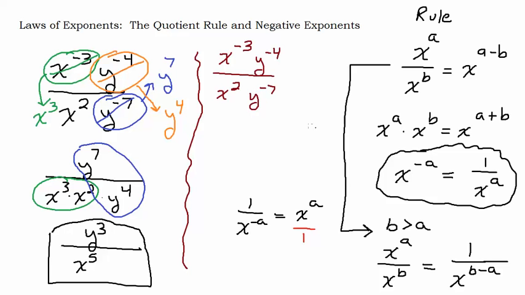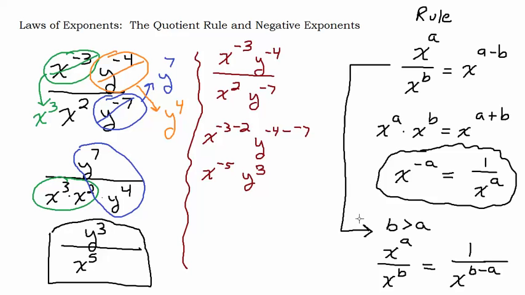Okay, so let's say I'm just going to do the top minus the bottom. With the x's, I have x to something over x to something else. So I could use this quotient rule right here and do negative 3 minus 2. And then y to the negative 4 minus negative 7. Let's see what we get. So I have x to the negative 5, y, and then negative 4 plus 7, minus a negative makes a plus, makes 3.